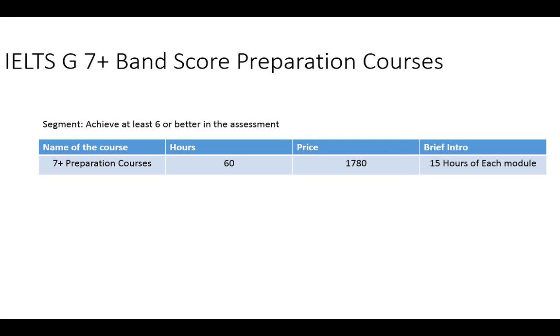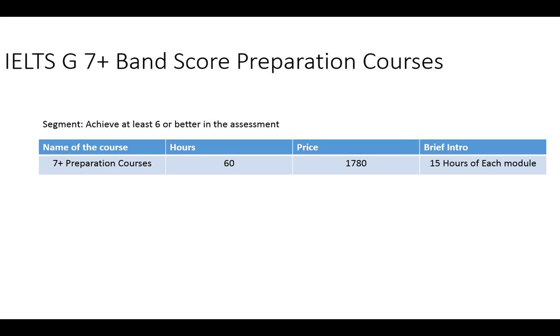And next comes the IELTS General Training 7+ band score preparation courses, and obviously this course is specifically designed for people who want to achieve 7 or even 7+ in the IELTS General Training test. And those students have to achieve at least a 6 or better in our assessment, so that they would be qualified to enroll in this course.